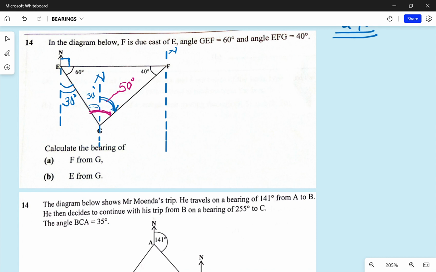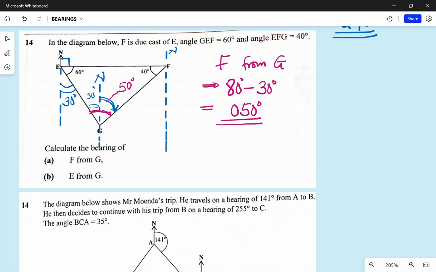So this is the bearing of F from G. F from G is simply going to give us 80 degrees minus 30 degrees, which is going to give us 50 degrees. All right, we are done. That is our F from G.